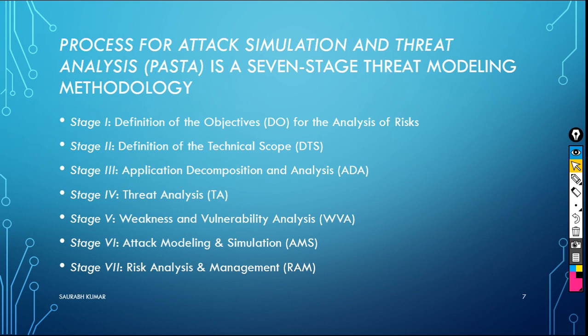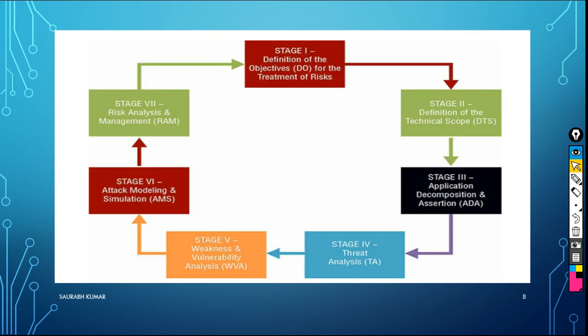If I put them all into a graphical format, it is going to look like this. First we do stage 1, definition of the objective. Then stage 2, definition of the technical scope. Then stage 3, application decomposition and analysis. Then stage 4, threat analysis, stage 5, weakness and vulnerability analysis, stage 6, attack modeling and simulation, and the final stage is risk analysis and management. And obviously, being a security professional, you have to continue them, so that's why it is in this cyclic format. You have to go again to stage 1, 2, 3, 4, 5, 6, 7, like that.